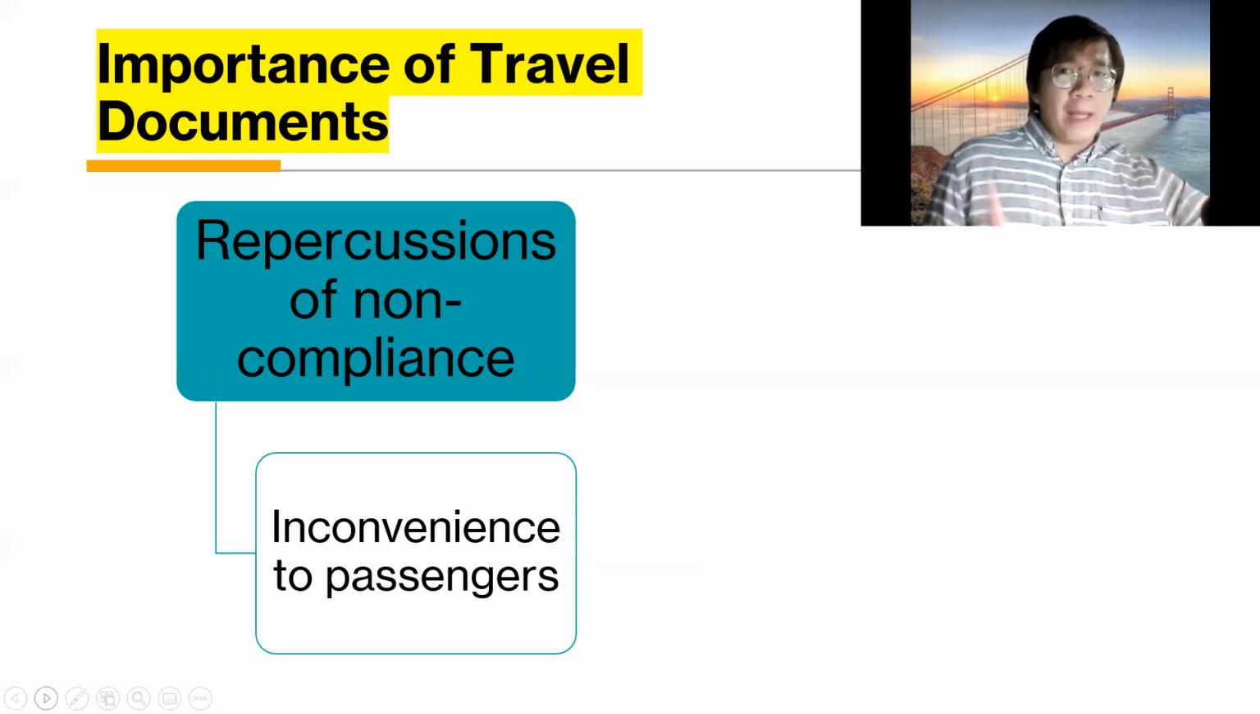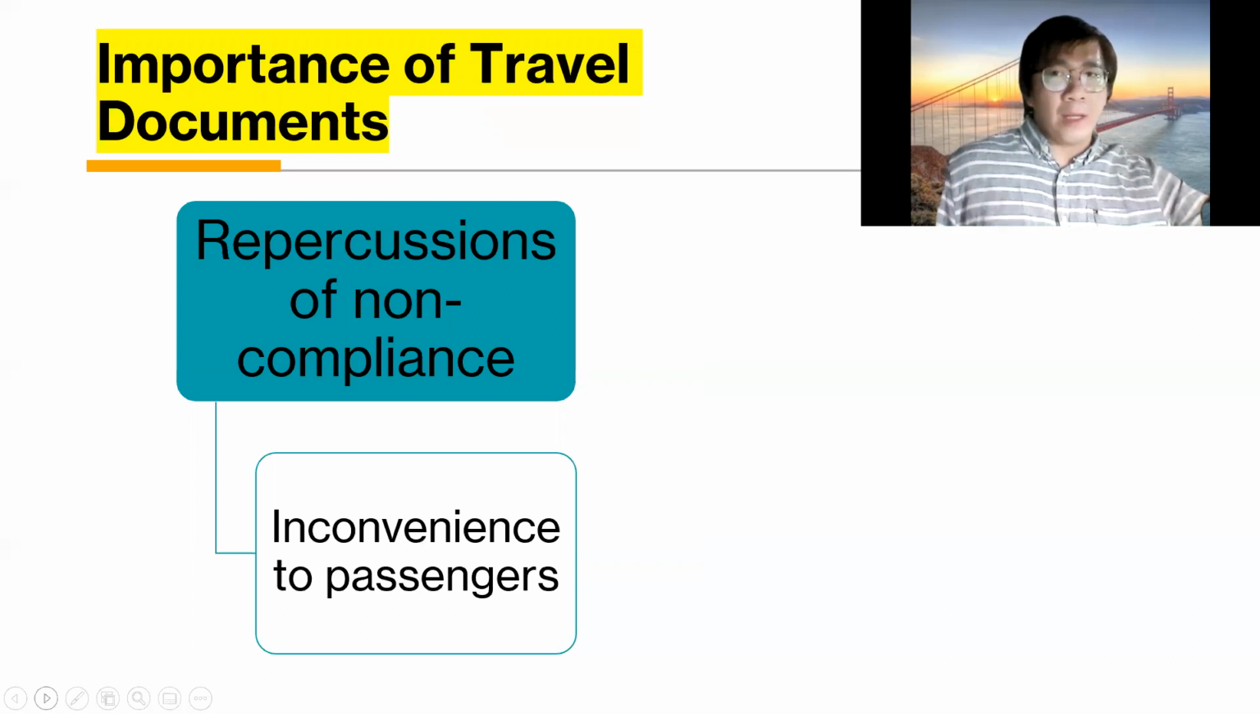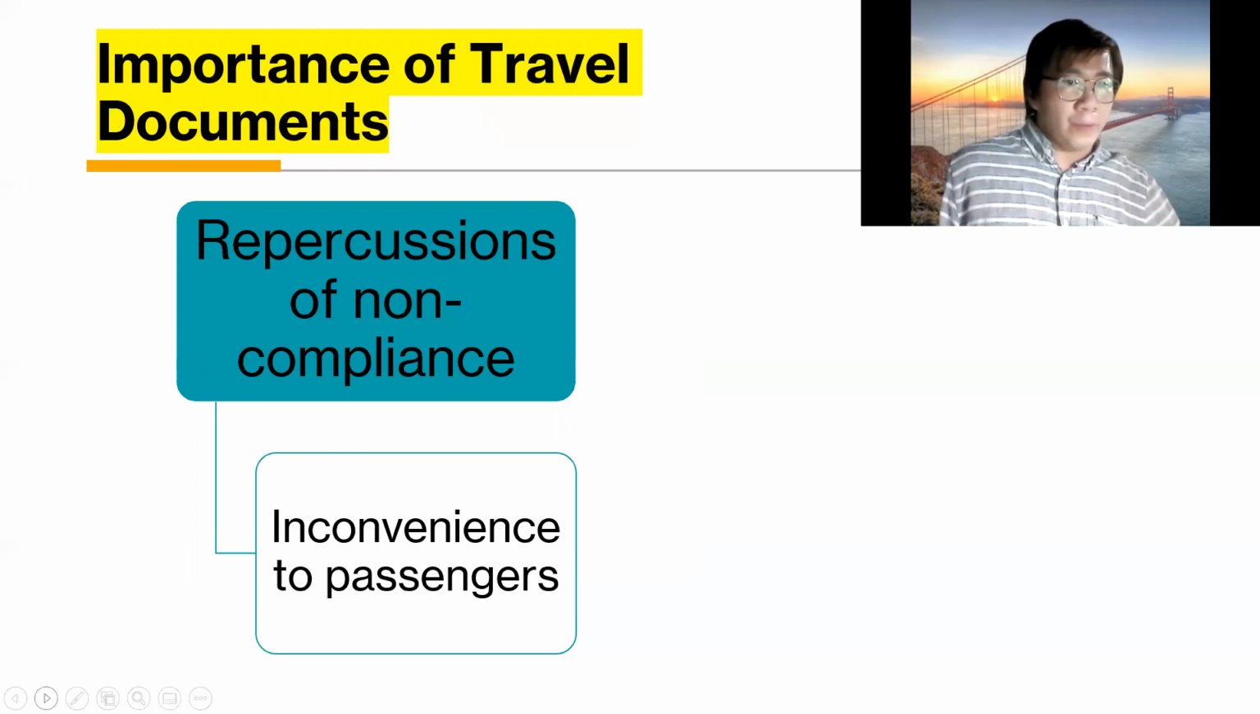For the case of the passenger, normally it would be an inconvenience. The passenger would need to fix the documentation at the airport given a short amount of time before his or her flight. Another possibility is that the passenger will be escorted to the waiting room at the immigration until the improper documentation is fully complied with. So these are the inconveniences that the passenger might experience without complete documentation.